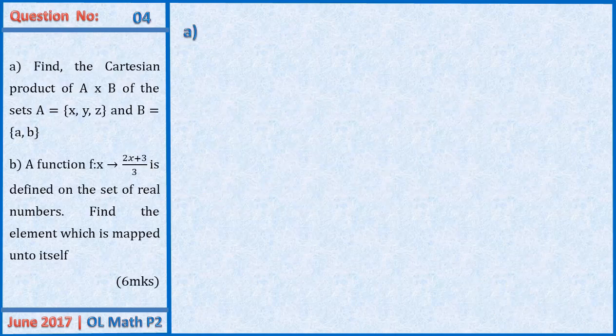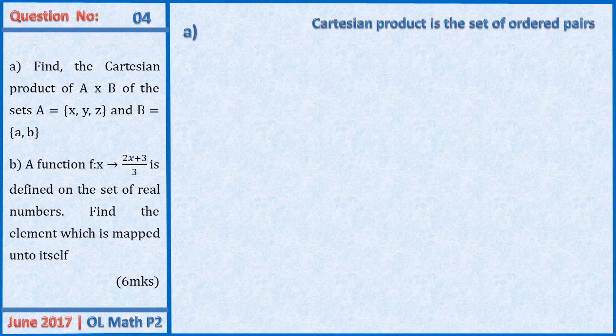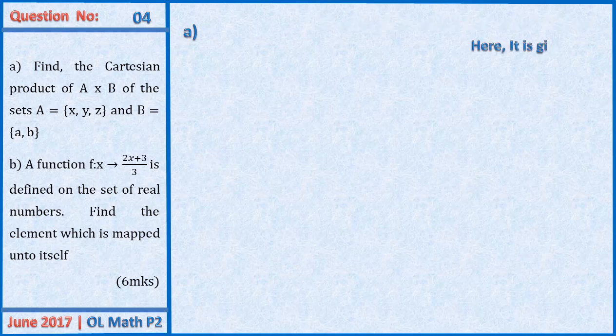Question 4. Find the Cartesian product A times B of the sets A equals {X, Y, Z} and B equals {A, B}. The Cartesian product of sets is the set of ordered pairs, and in this case it is given by A times B, which means the first element is from set A and the second element from set B. So let us open our braces. The first element is from set A, so we have X, and the second is from set B, so we have XA.